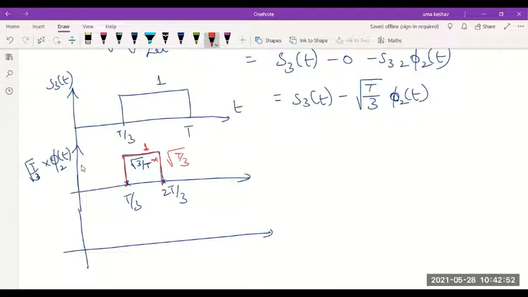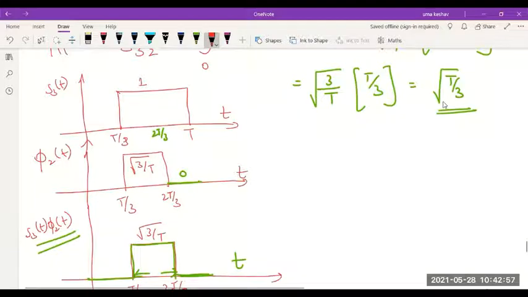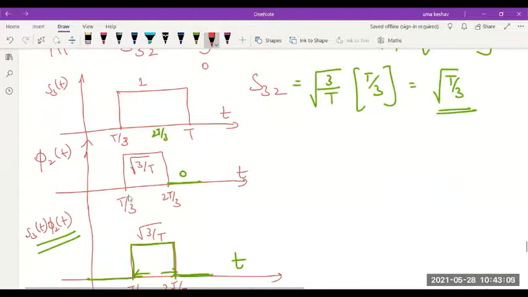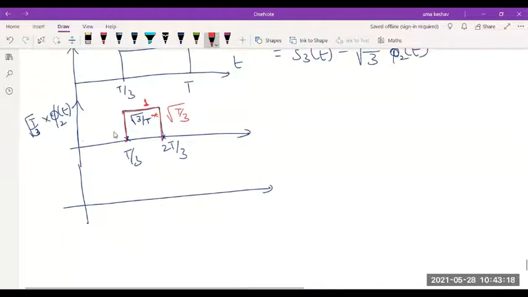Are you following? See here, the S32 value we have found as root t by 3. This is S32. This value has been found as root t by 3, and phi 2 is nothing but this one. Between the interval t by 3 to 2t by 3, its value is root 3 by t. So what I'm doing, I'm drawing phi 2 and I'm multiplying that phi 2 with S32, which is this. So when I multiply, the value becomes 1 in this range.